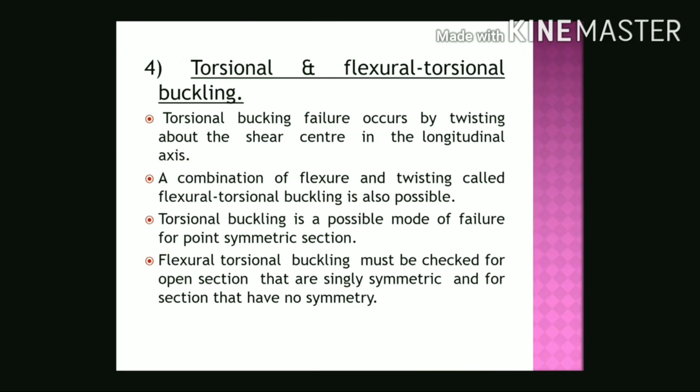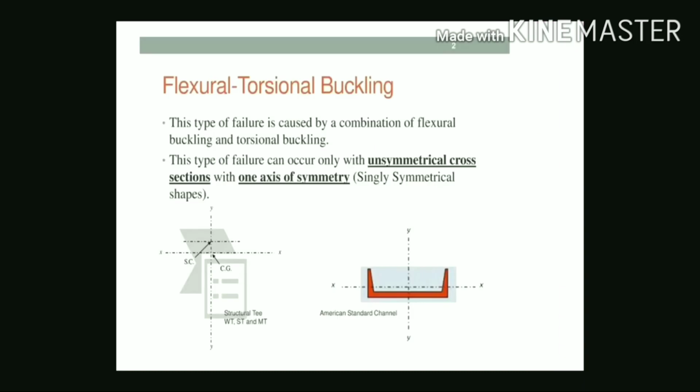The fourth one is torsional and flexural torsional buckling. Torsional buckling failure occurs by twisting about the shear center in the longitudinal axis. A combination of flexure and twisting, called flexural torsional buckling, is also possible. Torsional buckling is a possible mode of failure for point symmetric sections. Flexural torsional buckling must be checked for open sections that are singly symmetric and for sections that have no symmetry. These are the images of flexural torsional buckling.